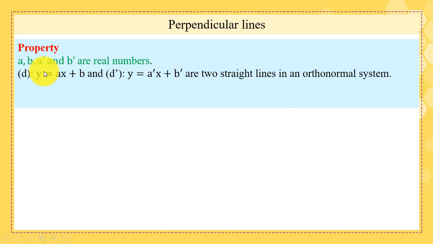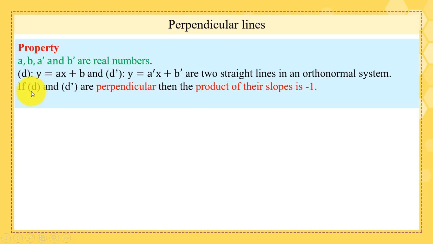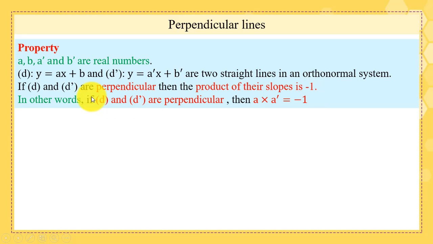Another property. Given a straight line d of equation y equal ax plus b, and a straight line d prime, y equal a prime x plus b prime, also with real numbers a, b, a prime, and b prime. We say, if d and d prime are perpendicular, then the product of their slopes is -1. That means, if d and d prime are perpendicular, then a times a prime is equal to -1.